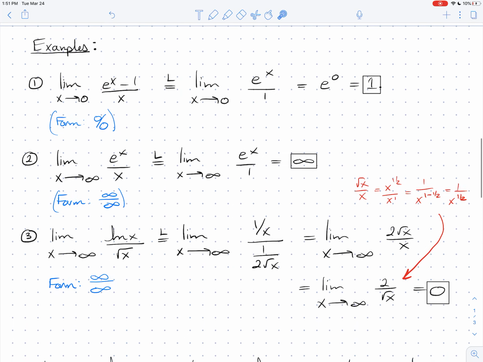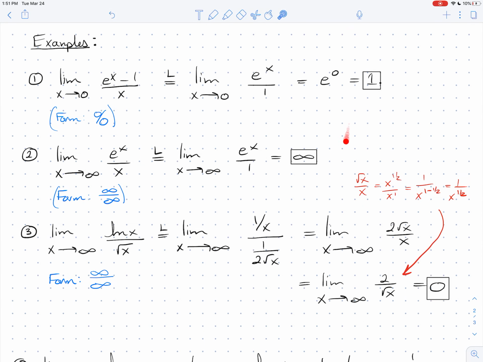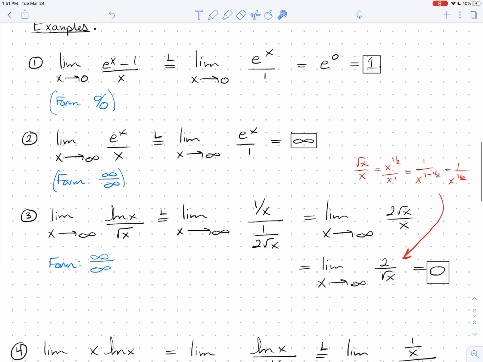So here are the examples that we did. I'm not going to work through them in detail. For 1 and 2, we're just applying L'Hopital's and just practicing, and then you got it.